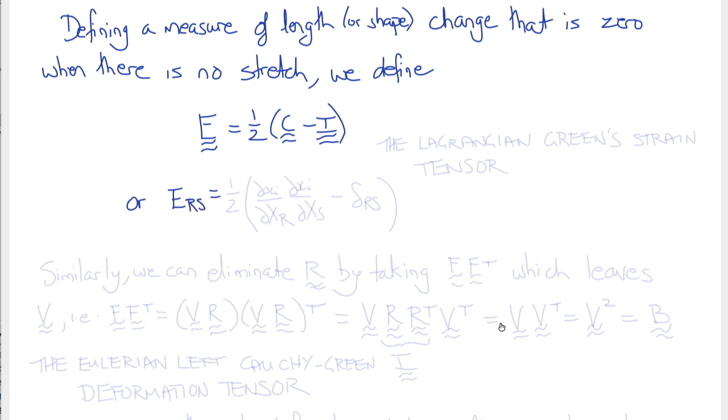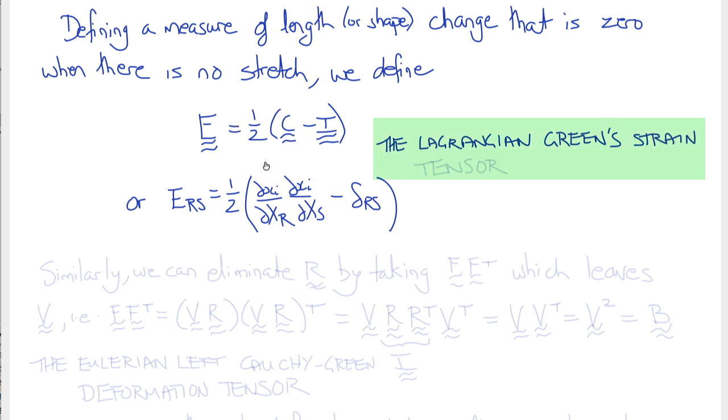or in component notation, its components are ∂xi/∂Xr ∂xi/∂Xs minus delta rs. You can see why we've subtracted I from C to get a tensor that's zero when there's no strain or no shape change. The factor of 1/2 comes from the fact that this expression is squared. What we'll see later is that the Lagrangian Green strain tensor is really a measure of length squared change rather than length change. And that comes about from Pythagoras. Namely, length changes in multiple dimensions, in 2 or 3 dimensions, involve the square root of sums of squares.